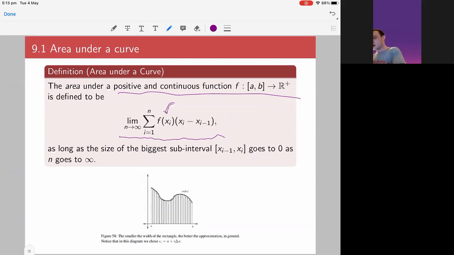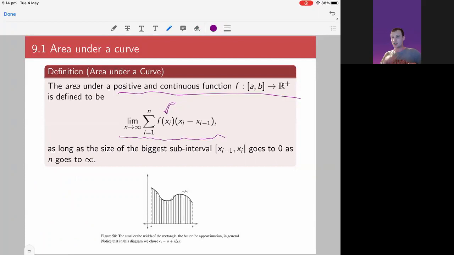Now, what's interesting about this particular definition? Oh, sorry, before I go into that, we can't just take any sequence of partitions here. We have to take a sequence of partitions so that the width of the biggest of those subintervals is shrinking. If we're trying to integrate from a to b, we're not allowed to just choose that as our first partition, choose that as our second partition, and keep doing that. We need all of the subintervals to shrink to 0. So that would not be an allowable sequence of partitions.